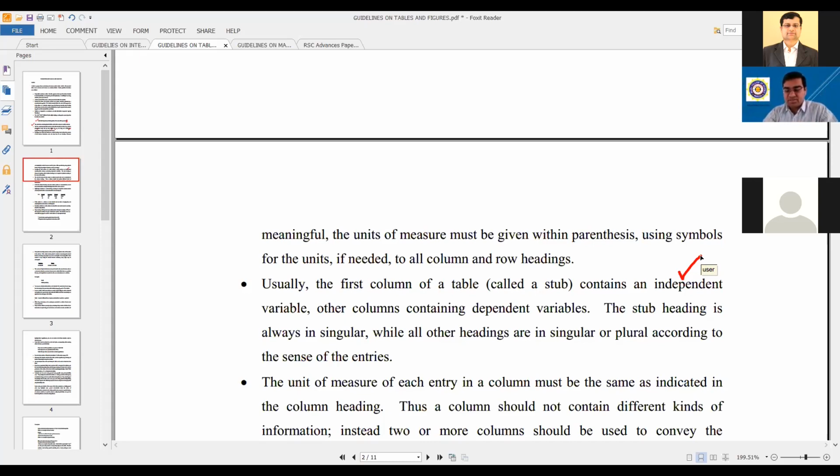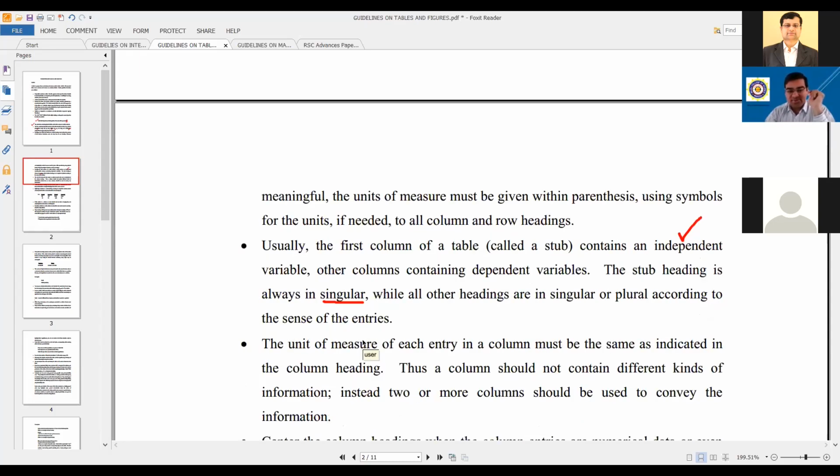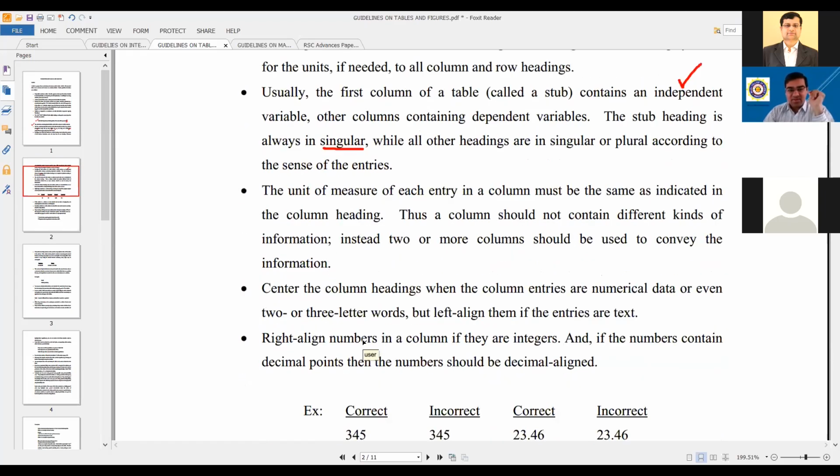Your data will change, right? If at all that is there in the system. So the first column should be of the independent variable, and the second and so on will be dependent variables. The stub heading is always in singular, while all other headings are in singular or plural according to the sense of the entries. The unit of measure of each entry in a column must be the same as indicated in the column heading. Thus, a column should not contain different kinds of information.